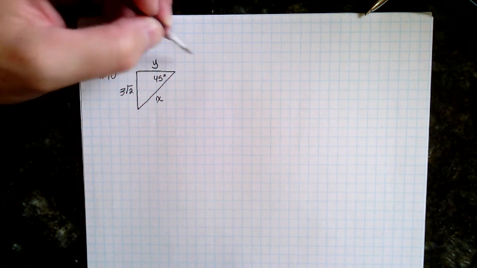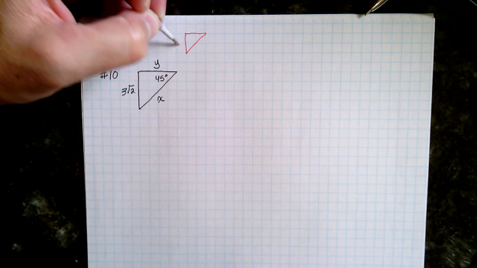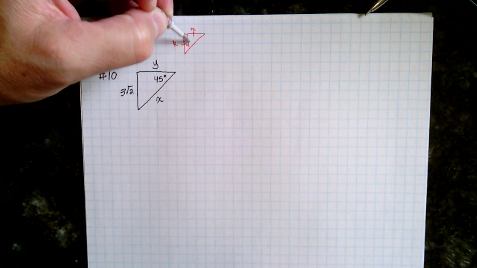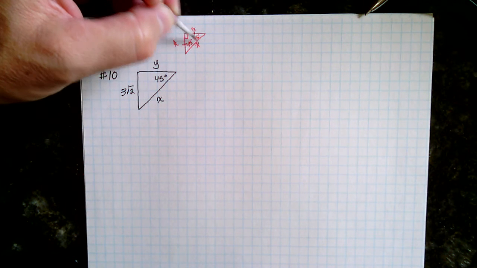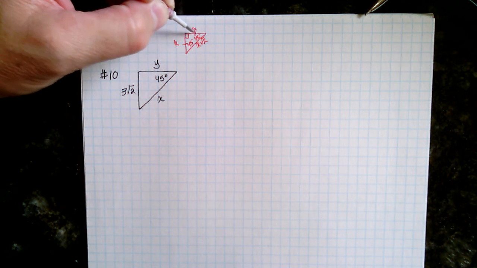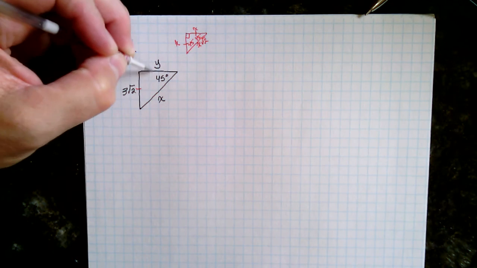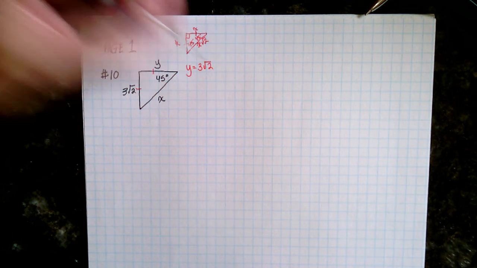Remember 45-45-90, the template from the worksheet. These two sides are the same because it's an isosceles right. Base angles are 45. The hypotenuse is root 2 times whatever each leg is. So since these are the same, the y value is pretty straightforward. Y is 3 root 2.